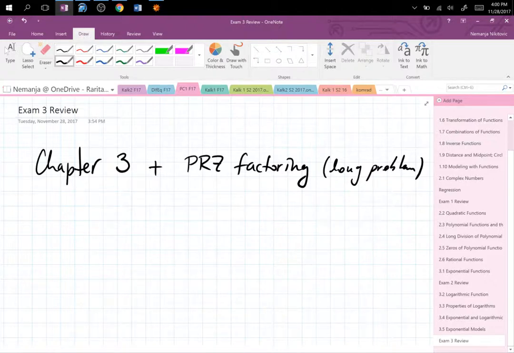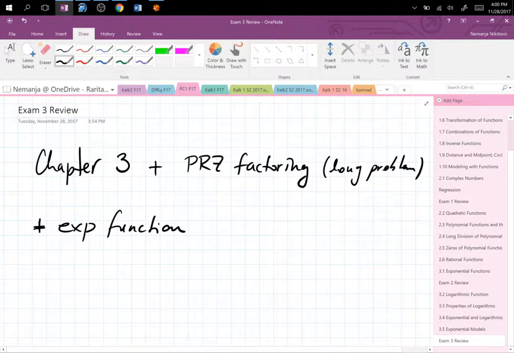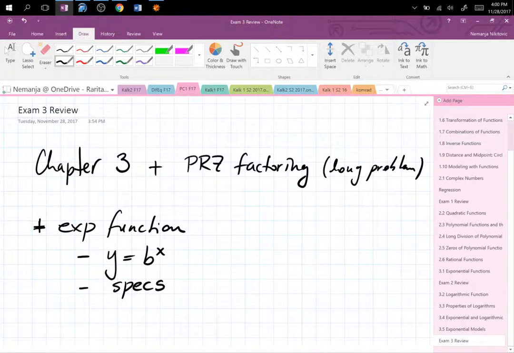Now, I should have just 5 bullet points, but I'm going to have more than that. So, we already said there is PERS from chapter 2. And then we have exponential function. Exponential function is going to be, so let's use pluses here and then little minuses over there. So knowing that y equals b to the x, I'll put specs. What do I mean by specs? Well, those are all the intercepts, asymptotes, domain, range, all of that stuff.